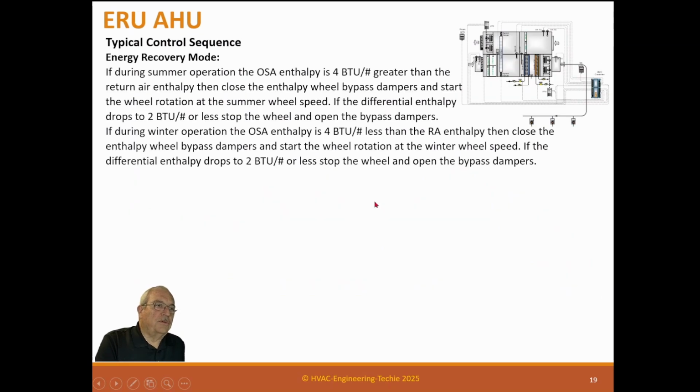So, energy recovery mode. If during summer operation the outside air enthalpy is 4 BTU per pound greater than the return air enthalpy, then close the enthalpy wheel bypass dampers and start the wheel rotation at the summer wheel speed. If the differential enthalpy drops to 2 BTU per pound or less, stop the wheel and open the bypass dampers. If during winter operation the outside air enthalpy is 4 BTU per pound less than the return air enthalpy, then close the enthalpy wheel bypass dampers and start the wheel rotation at the winter wheel speed. If the differential enthalpy drops to 2 BTU per pound or less, stop the wheel and open the bypass damper.